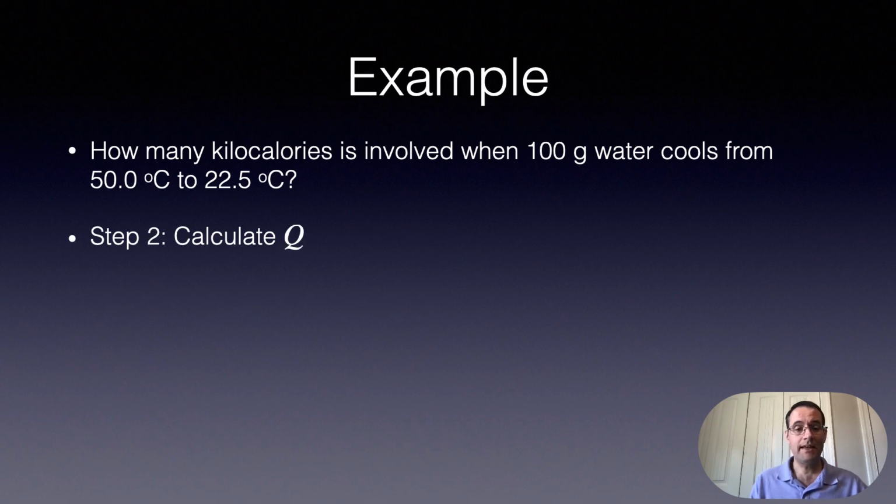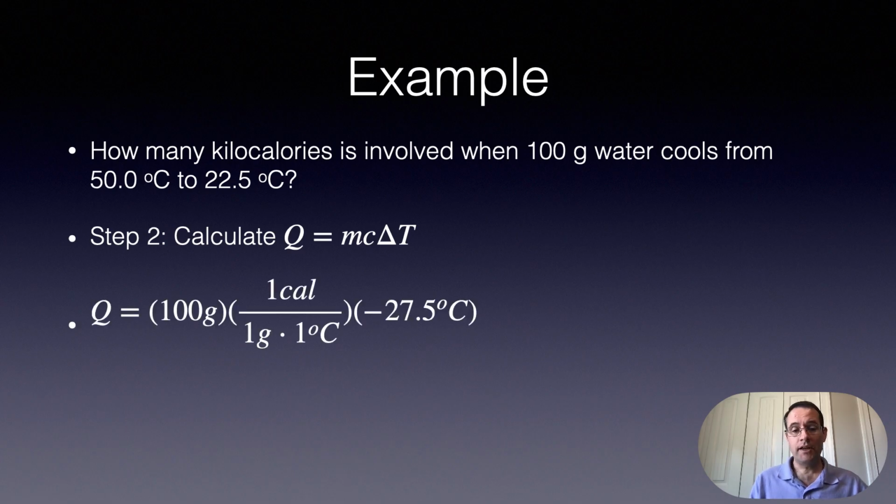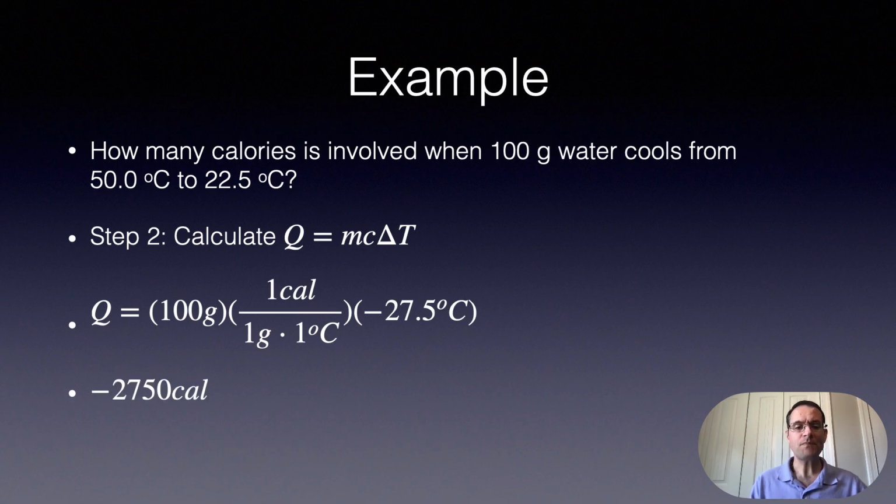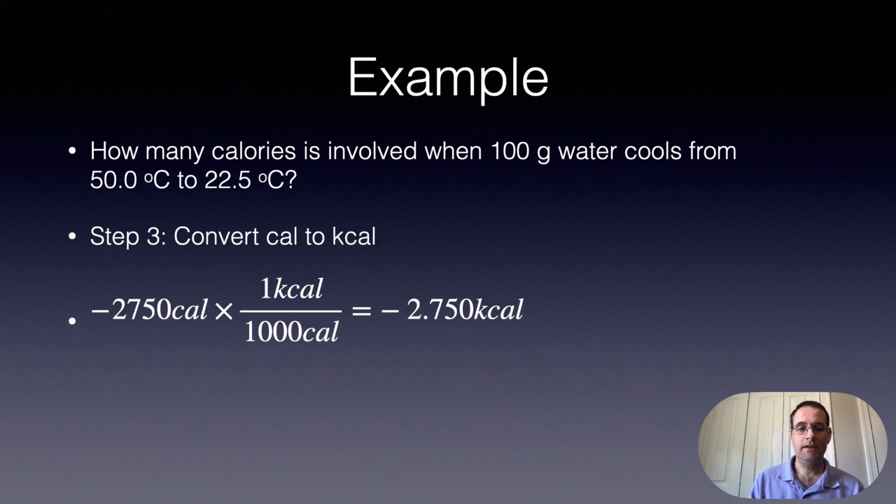The next step is to calculate the Q, which is again mc delta T. Plug it all in. 100 grams of water. The heat capacity is 1. Memorize that, please. And the delta T is a negative 27.5 degrees Celsius. When you punch all this into your calculator, you get negative 2,750 calories.